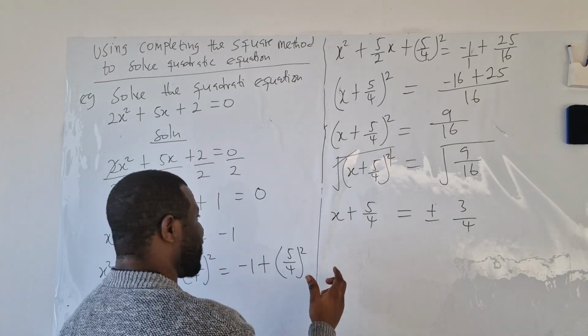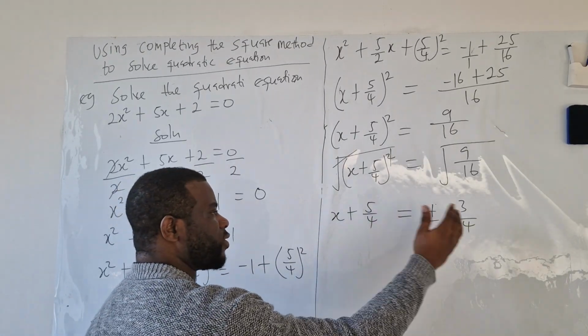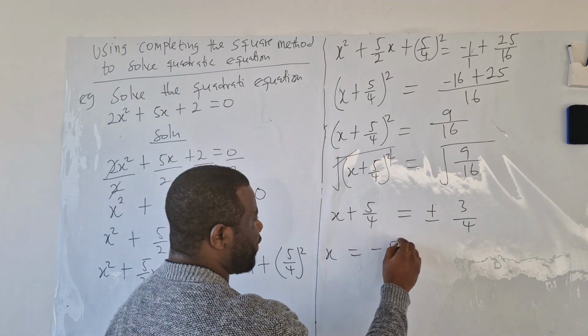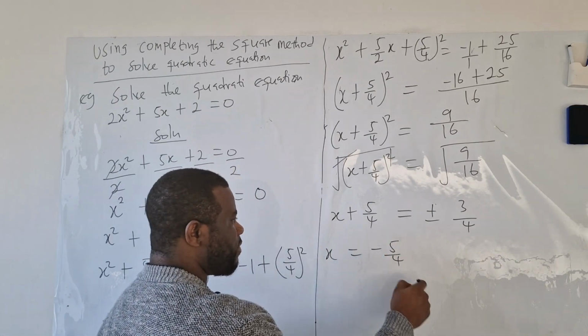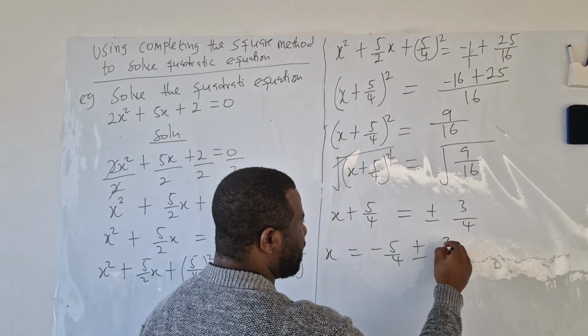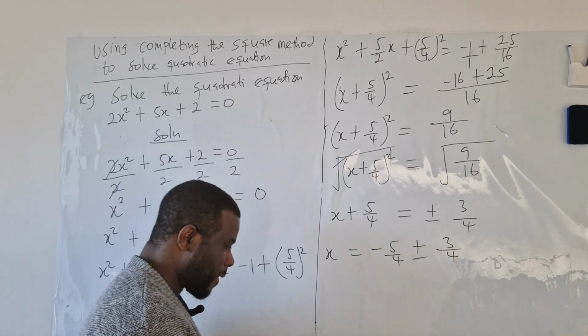So in order to solve for x, we must take 5 on 4 to the right side of the equal to sign. This is going to give us x equal to minus 5 on 4, plus or minus 3 on 4.